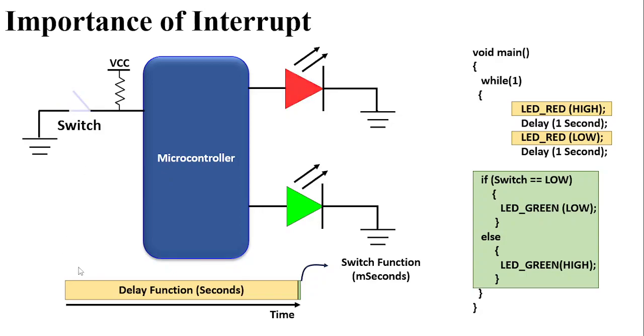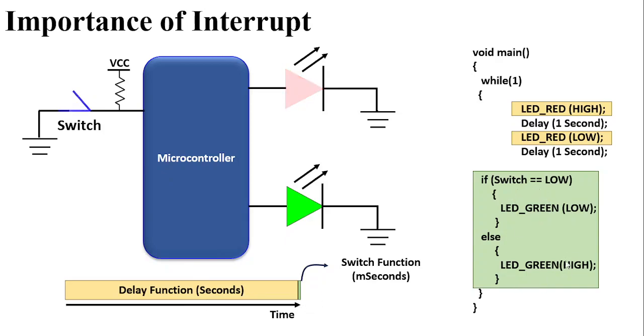Why so? Because if you keep an eye on the section where we have red LED high, delay 1 second, and then red LED low, delay 1 second, most of the microprocessor's or microcontroller's time is spent in the delay function, which may be of seconds. For example, in our case 2 seconds precisely. So for 2 seconds, the microprocessor or the microcontroller will always be busy in the delay function.